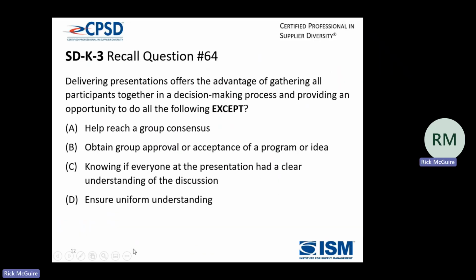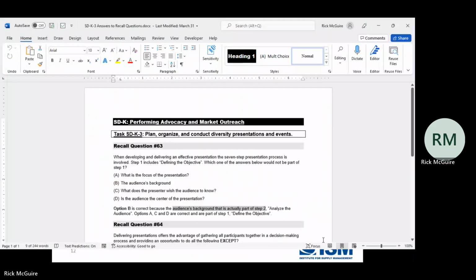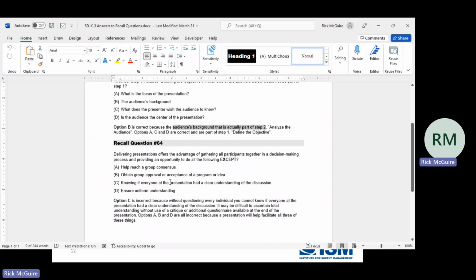Delivering presentations offers the advantage of gathering all participants together in a decision-making process and providing an opportunity to do all of the following, except which one doesn't belong with the others. Help reach a group consensus. No, that's part of presentation. Obtain group approval or acceptance of a program or idea. No, that's part of it. Knowing if everyone at the presentation had a clear understanding of the discussion. I don't know about that. And ensuring uniform understanding. So I'm thinking it's got to be C. C it is.